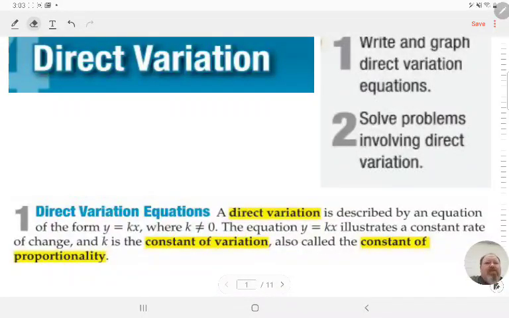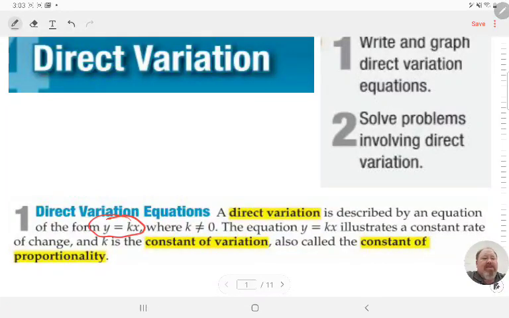All right, so today we're doing direct variation. We're going to write and graph direct variation equations, and we're going to solve problems involving direct variation. So, direct variation equations. A direct variation is described by an equation of the form y equals kx, where k does not equal 0.